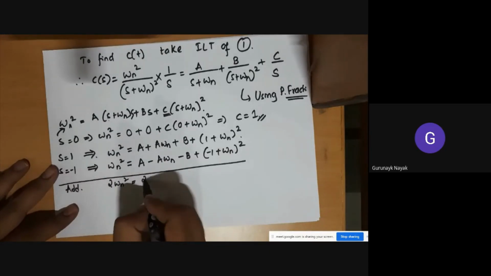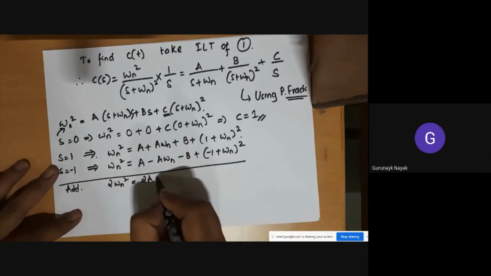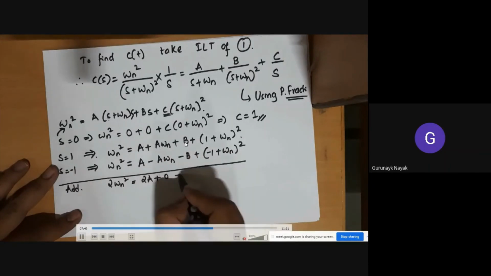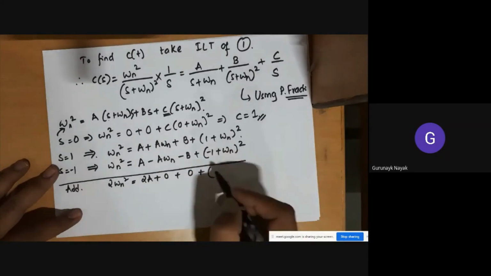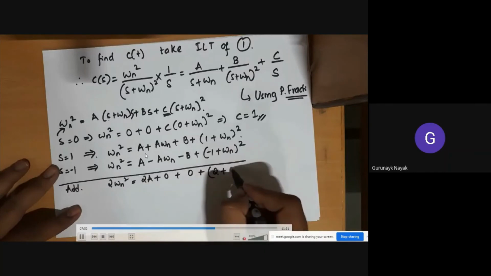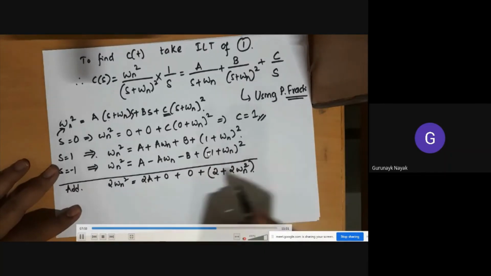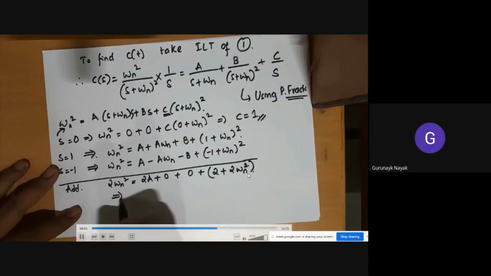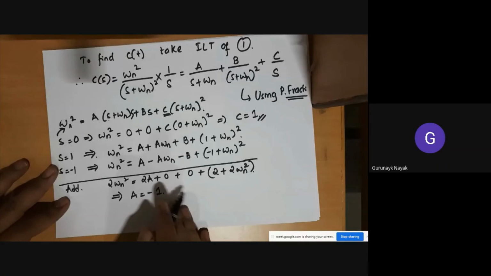The next step is to add both of the equations. Our job is to cancel out one of the unknowns to find the other unknown. This is the easiest way, to add and cancel B. So we get 2 omega n square, 2A, and B will cancel. If you simplify and add, you will get 2 plus 2 omega n square. Check whether you are getting A equal to minus 1. I will hold on for 2 minutes.